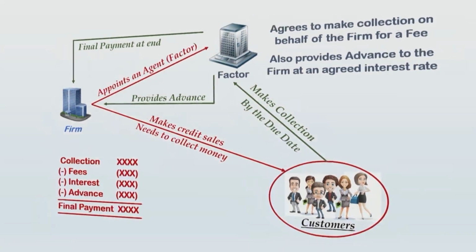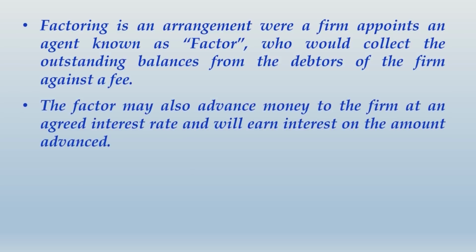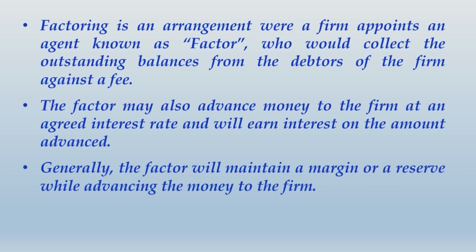Let us summarize what we have just discussed. Factoring is an arrangement where a firm appoints an agent known as a factor who would collect the outstanding balances from the debtors of the firm against a fee. The factor may also advance money to the firm at an agreed interest rate and will earn interest on the amount advanced. Generally, the factor will maintain a margin or a reserve while advancing the money to the firm.